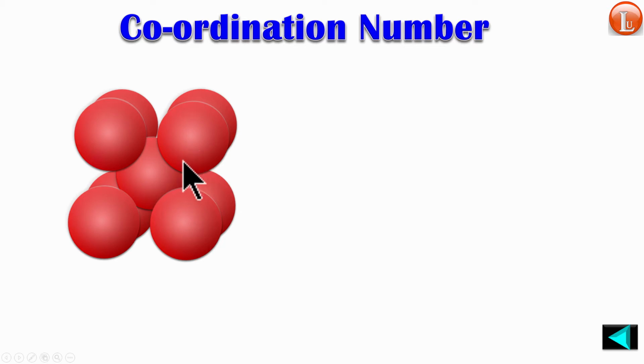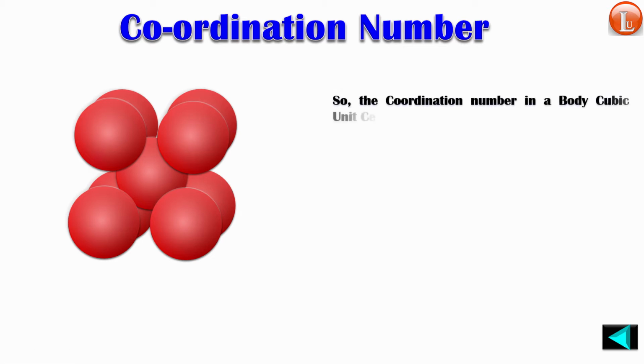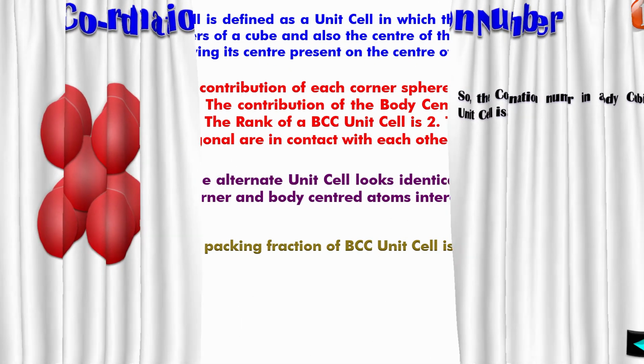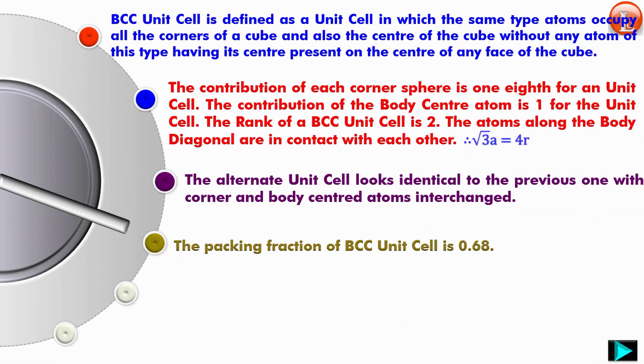And this is similar to this, and as you can notice, this will be present in 8 cubes and it will touch 8 body-centered atoms just like it touches this one. So each atom will touch 8 other atoms. So the coordination number in a body-centered cubic unit cell is 8. So the coordination number is 8.